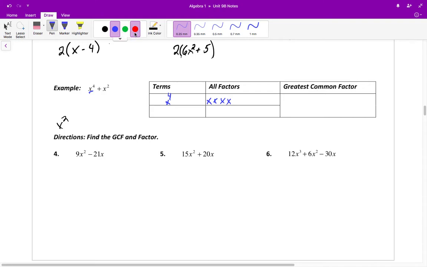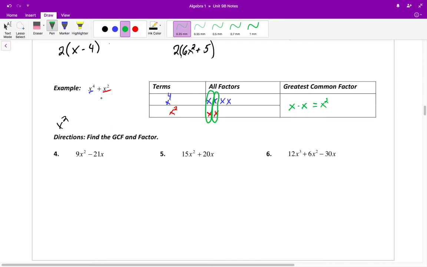And then do the same thing for x squared. That's your second term, so write out all the factors. In other words, just write out x 2 times. And then look for where your overlap is. So you've got x and x here. You've got x and x here. And that's as much as they have in common. So your greatest common factor is x multiplied by x, which is x squared.